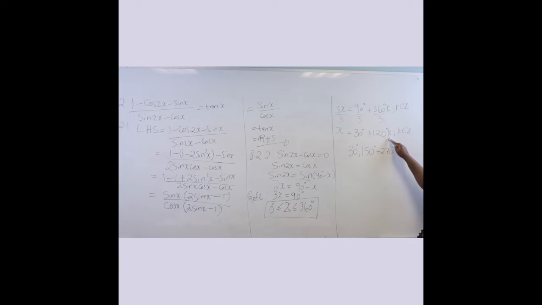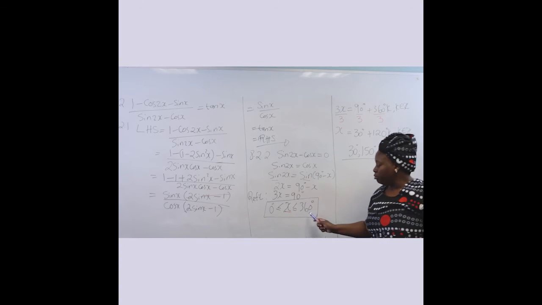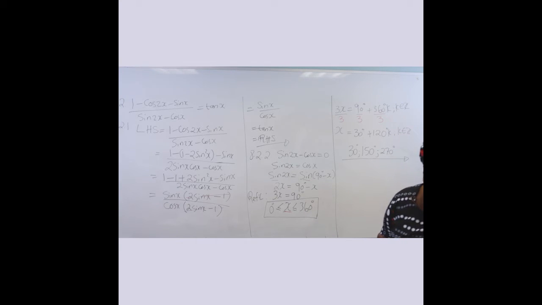If I put 3, I will have 360 plus 30, which is more than the boundary. So now my solutions, therefore, are going to be 30, 150, 270. For now, those are my solutions. That is between the two boundaries from 0 to 360 degrees. And that's how you answer this kind of question.